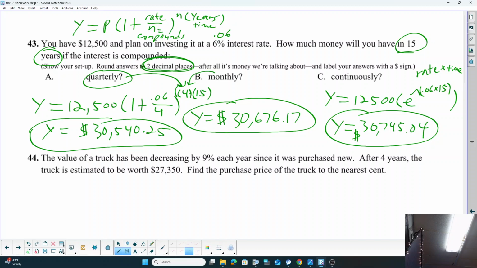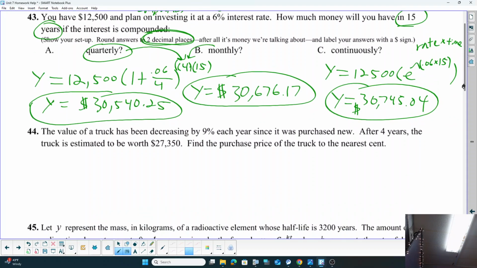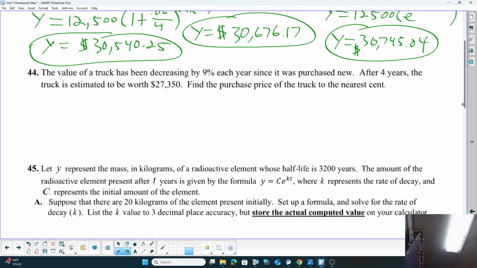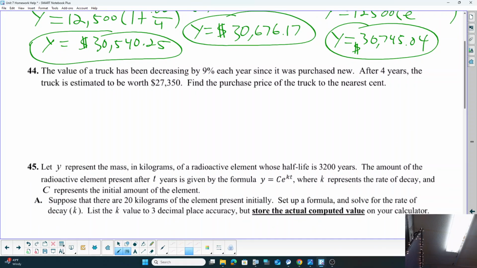So the value of a truck has been decreasing by 9% each year since it was purchased new. After 4 years, the truck is estimated to be worth $27,350. Find the purchase price of the truck to the nearest cent. So this is going a little backwards.